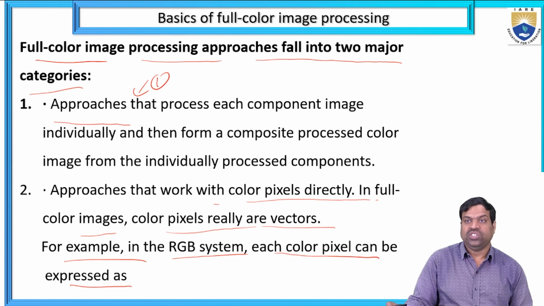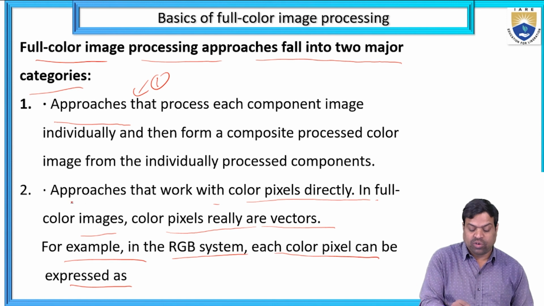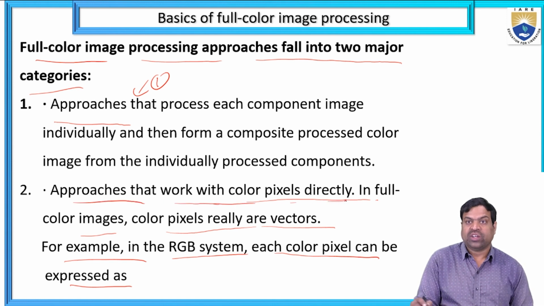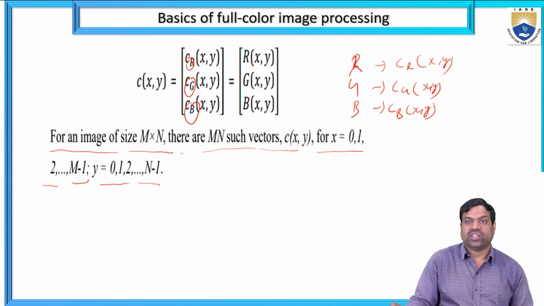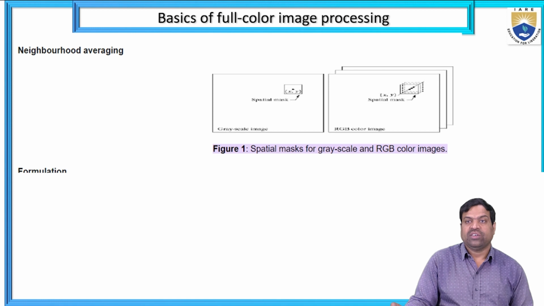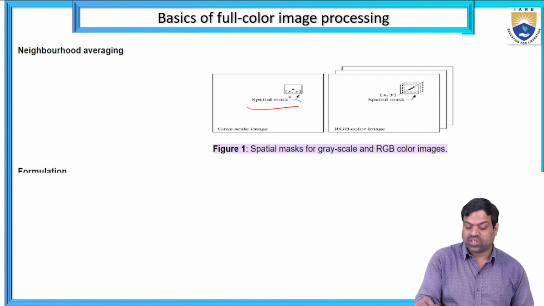One approach processes each component image individually and then forms a composite processed color image from the individually processed components. The other approach works with color pixels directly in full color images. Color pixels really are vectors. For example, in the RGB system, each color can be expressed as this function. And when you go from gray level to color, it is a spatial mask that is applied here.